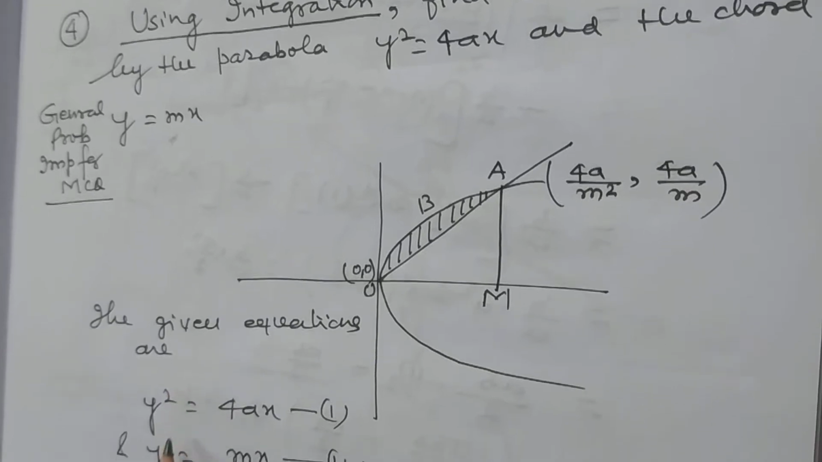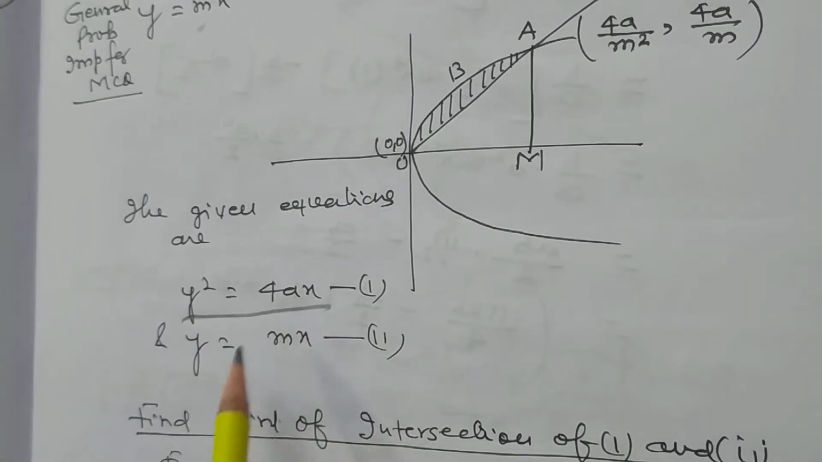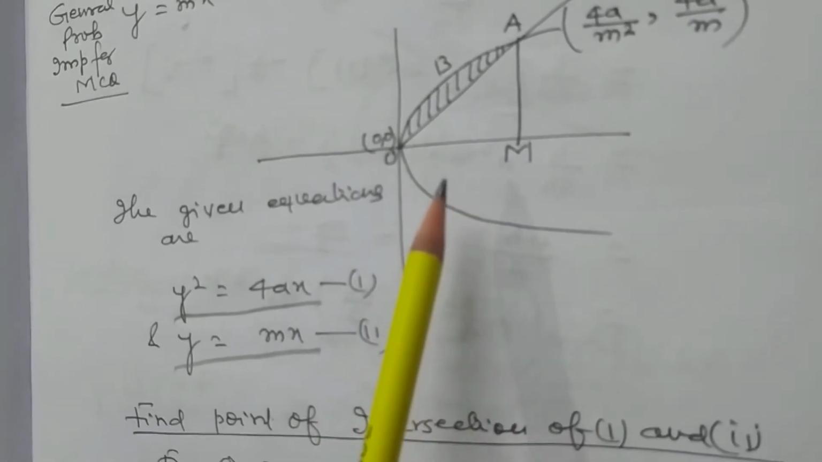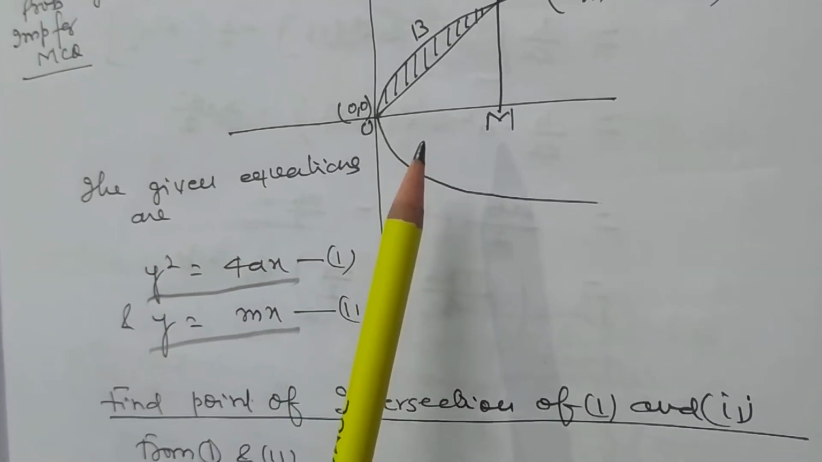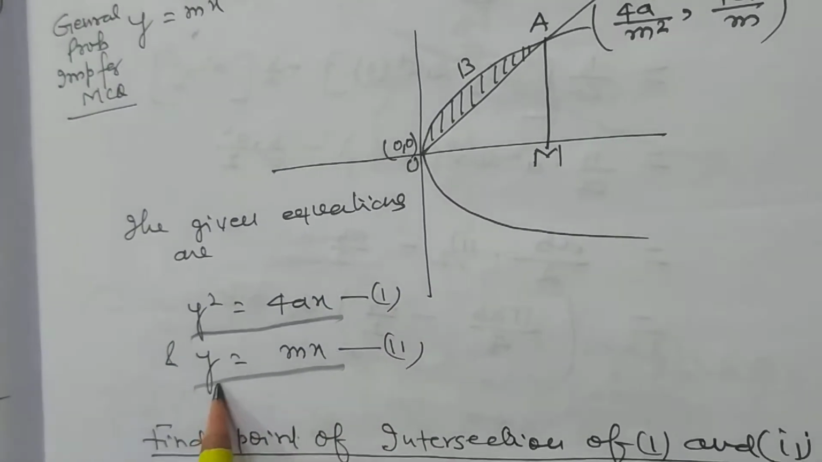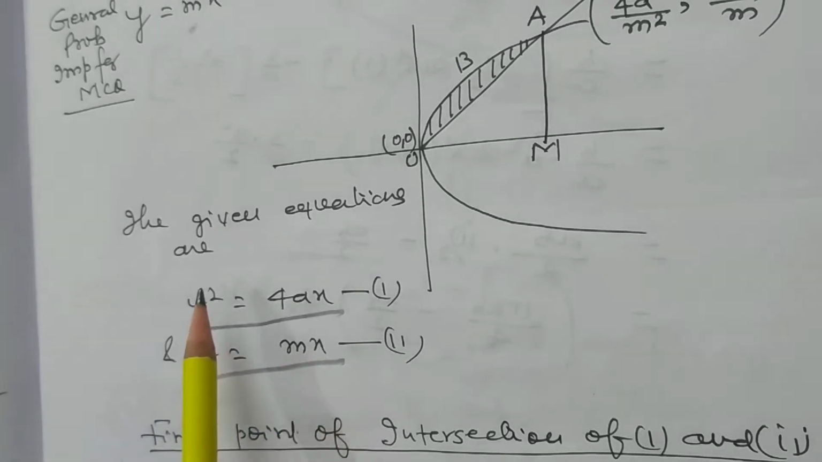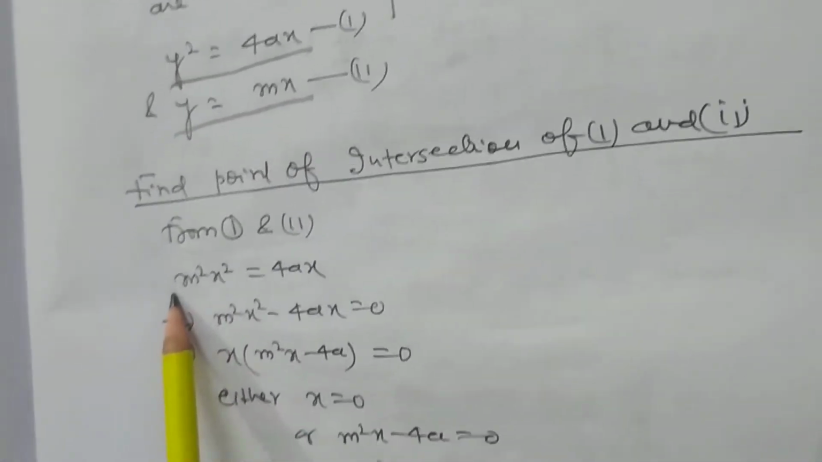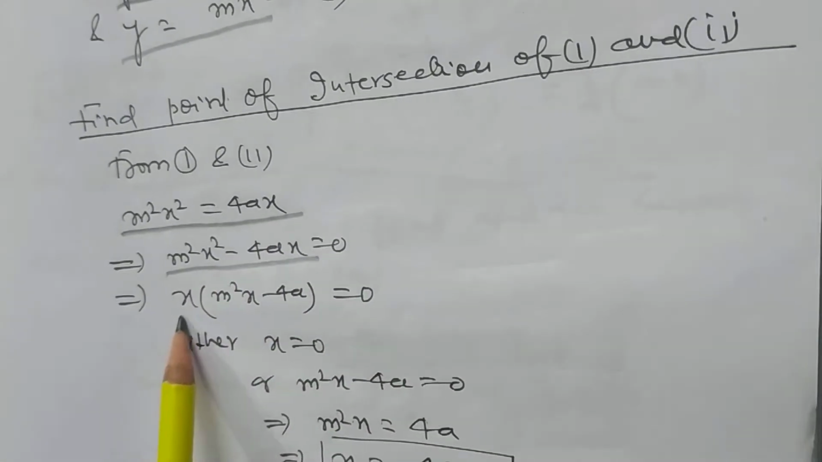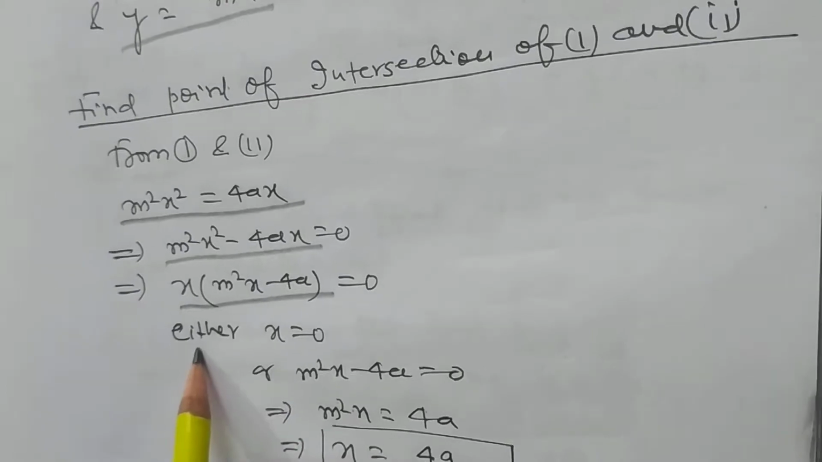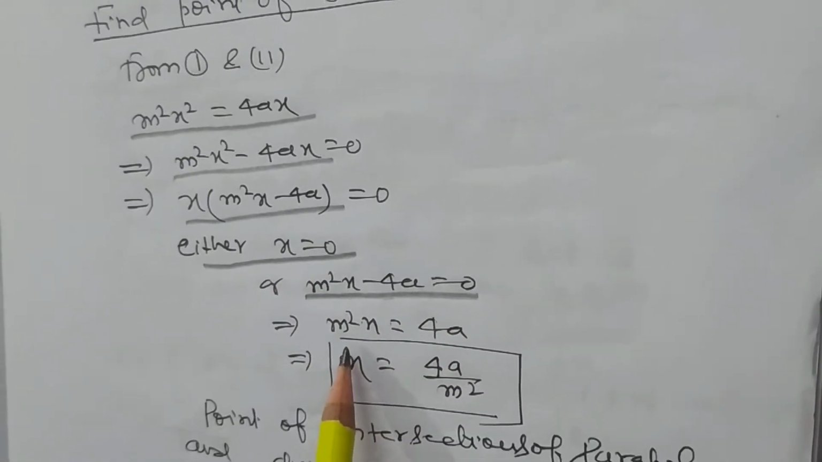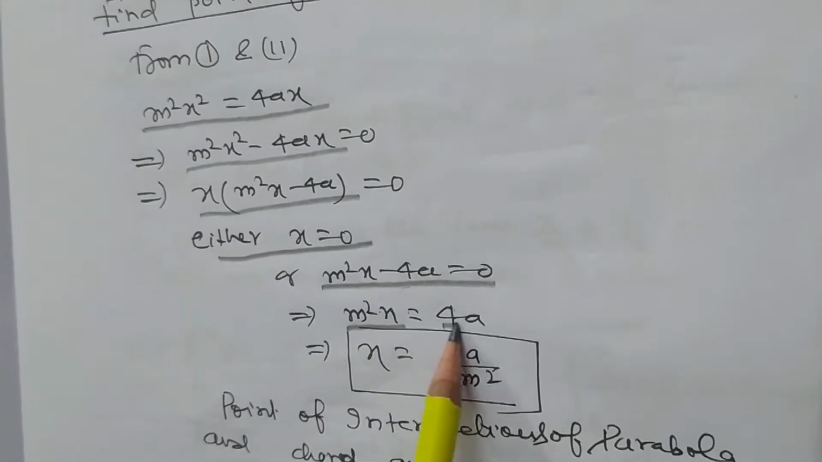The given equations are y square is equal to 4ax and y is equal to mx. So my dear student, in this problem we want to find the intersection of the line and curve. How will you get the intersection? Here y is equal to mx. So put the value of y in the equation first. It will be m square x square equal to 4ax, m square x square minus 4ax, x into (m square x minus 4a). Either x is equal to 0 or m square x minus 4a is equal to 0. This implies m square x is equal to 4a.